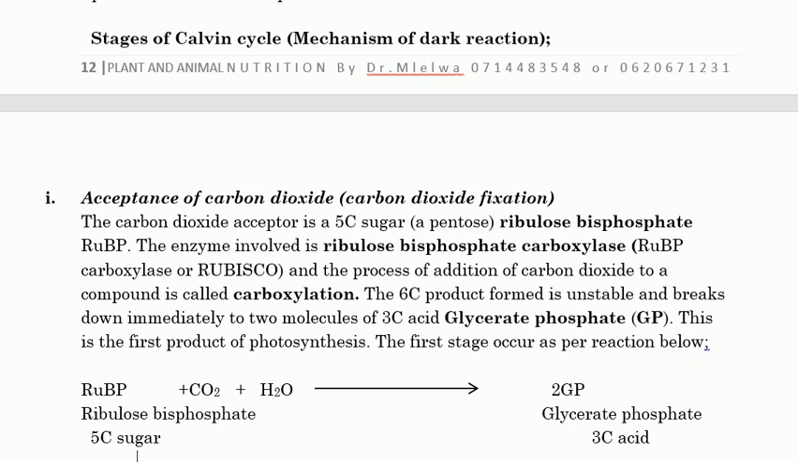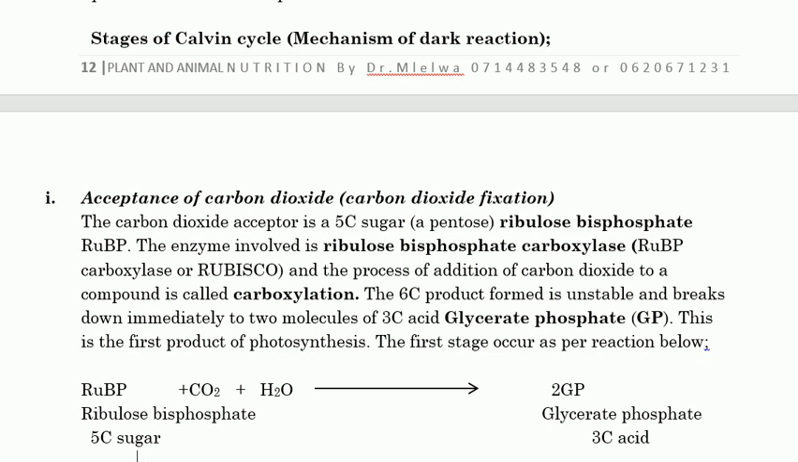Here, the 5-carbon sugar, that is ribulose bisphosphate, fixes 1 carbon dioxide, and that carbon dioxide molecule has only 1 carbon, so it will form a 6-carbon compound. That 6-carbon compound formed is unstable and is immediately broken down into 2 molecules of 3-carbon acid, and these are called glycerate phosphate.